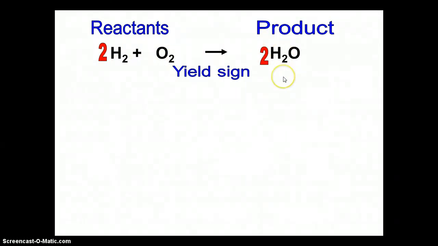Now, when you get to high school, there are some reactions that can go in both directions. So for a while, the reaction will go this way, and then there'll be another arrow pointing back towards the reactants. But for our purposes, all of the reactions we're going to be looking at will all go to the right.